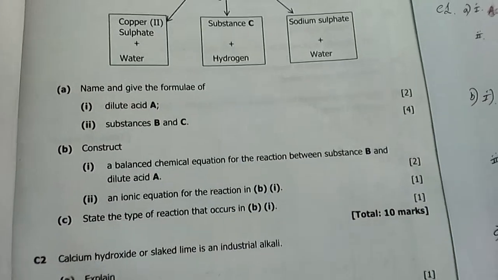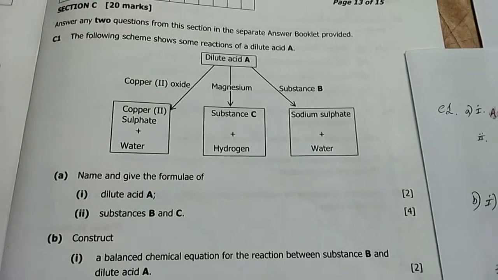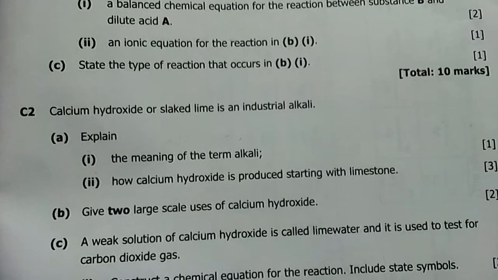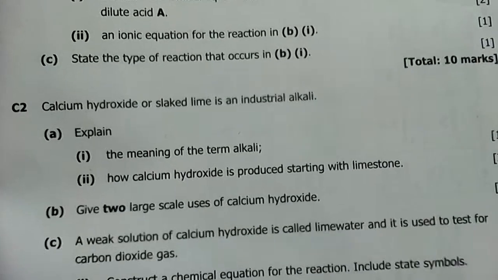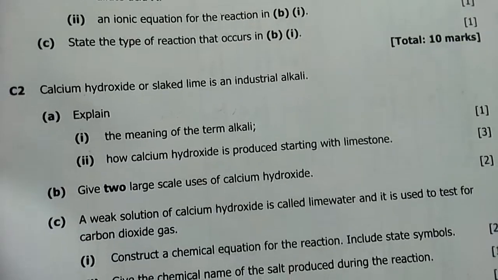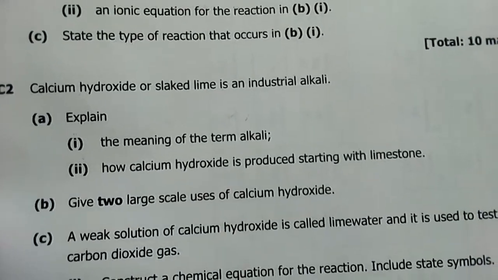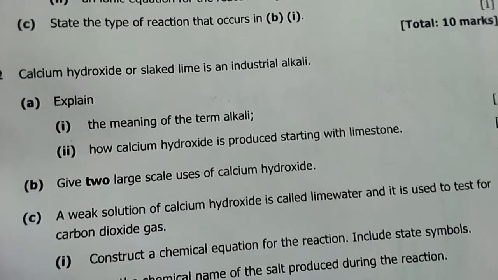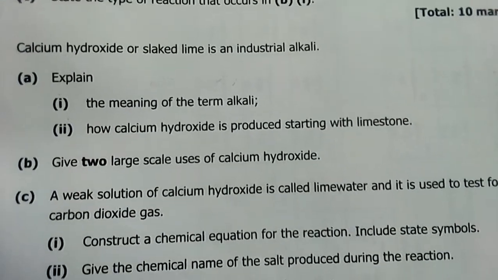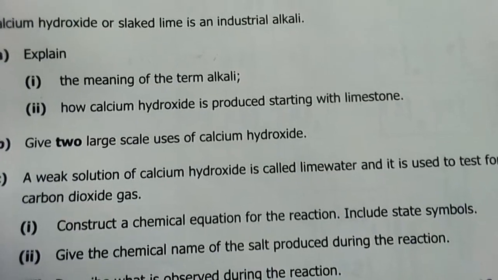We're done with our question C1. We go to question C2. Calcium hydroxide or slaked lime is an industrial alkali. And the questions follow. A1, explain the meaning of the term alkali. A2, explain how calcium hydroxide is produced starting with limestone, which is calcium carbonate.